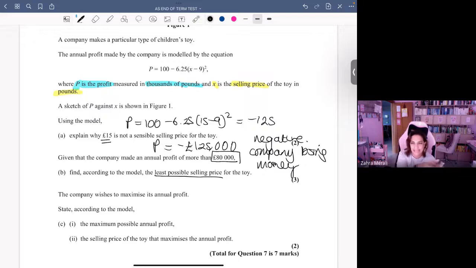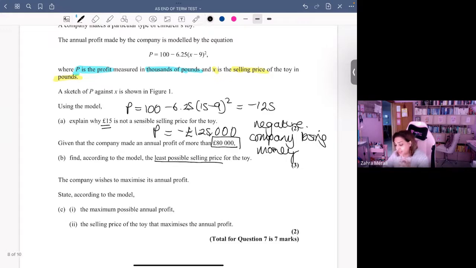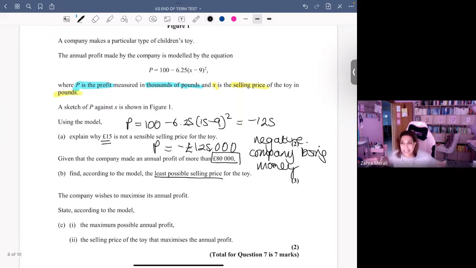So we're going to make it equal to 80,000, and then we know the least possible is that rounded up. So it's not 80,000 into the formula, it's just 80. Now, if you put 80,000, you'll have got a weird answer. So hopefully your brain would be like, let me take another look at that and figure out where you've gone wrong. So you've got 80 equals 100 minus 6.25 times x minus 9 squared. I'm going to minus the 100 onto that side. So minus 20.